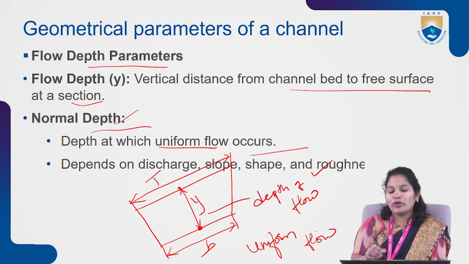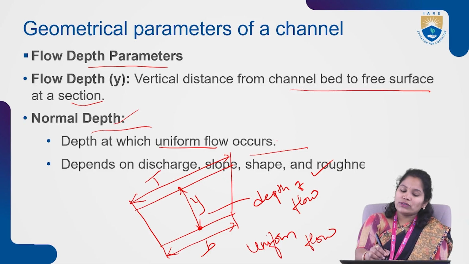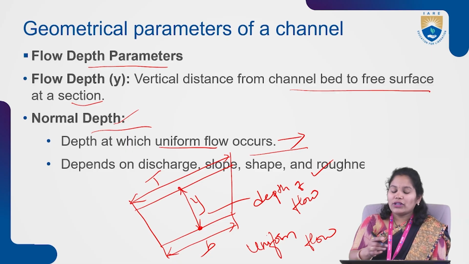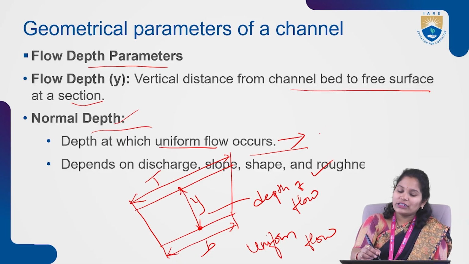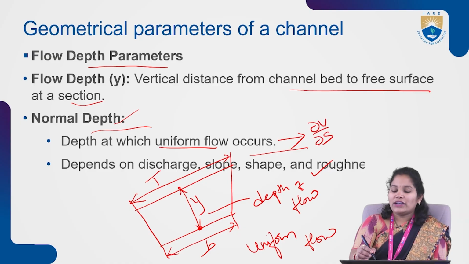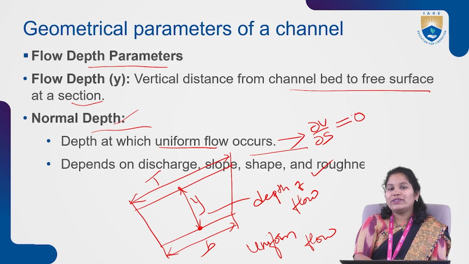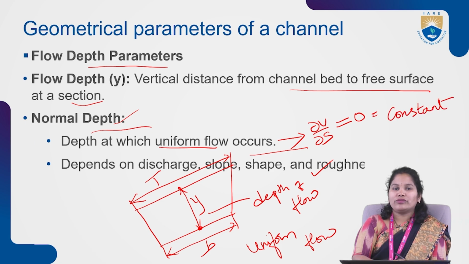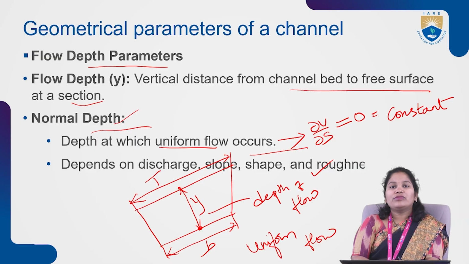What is uniform flow here? Uniform flow is defined as flow in which the velocity does not change with respect to space, that is, ∂V/∂s = 0. That is a constant.